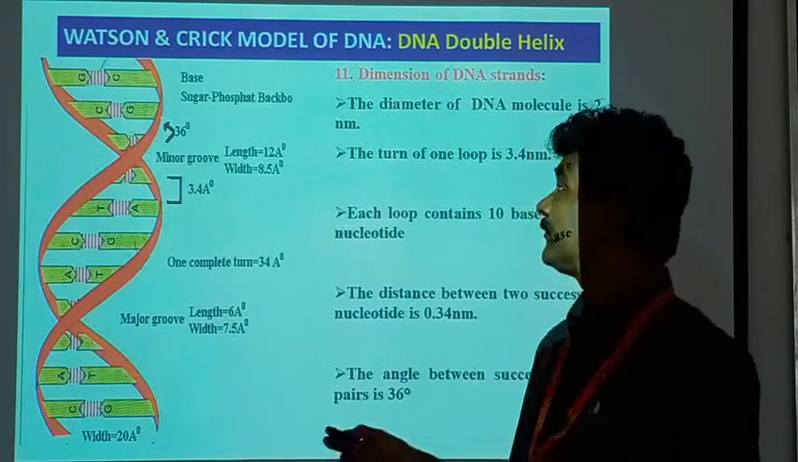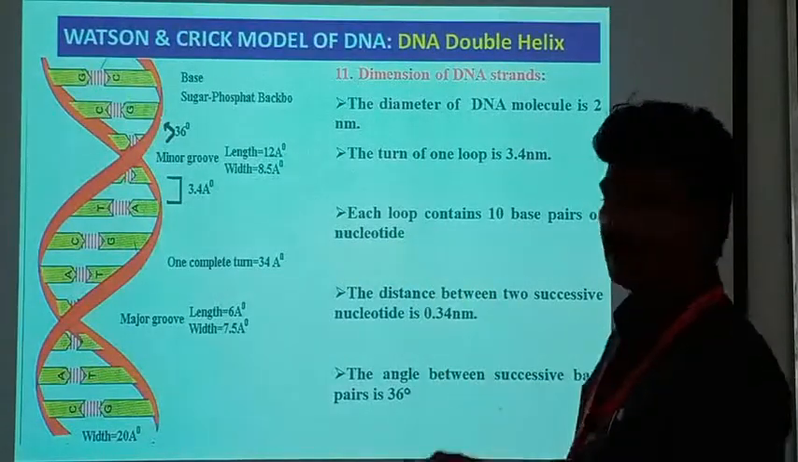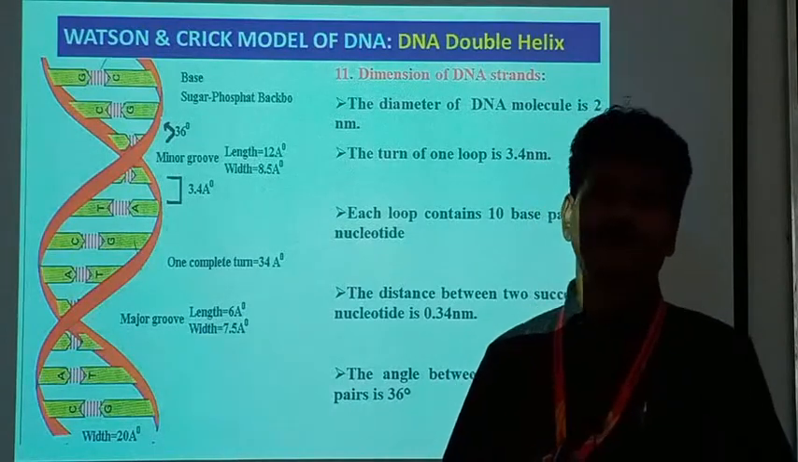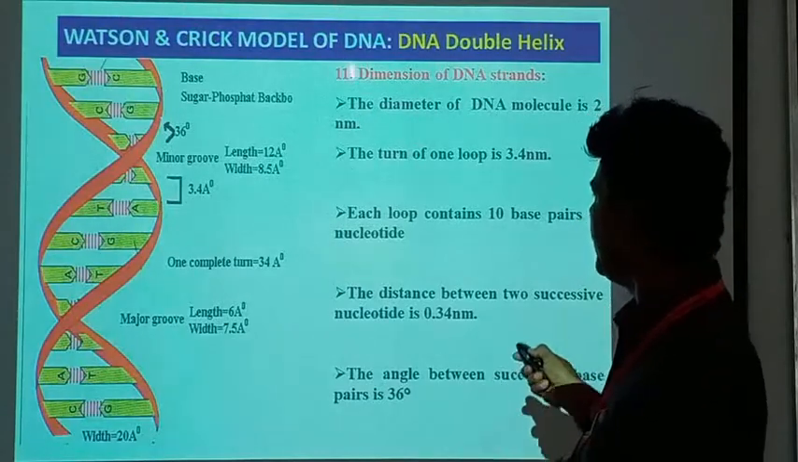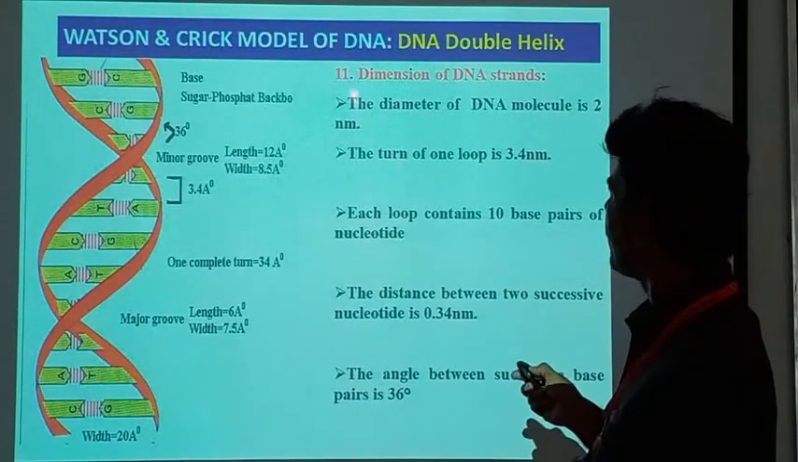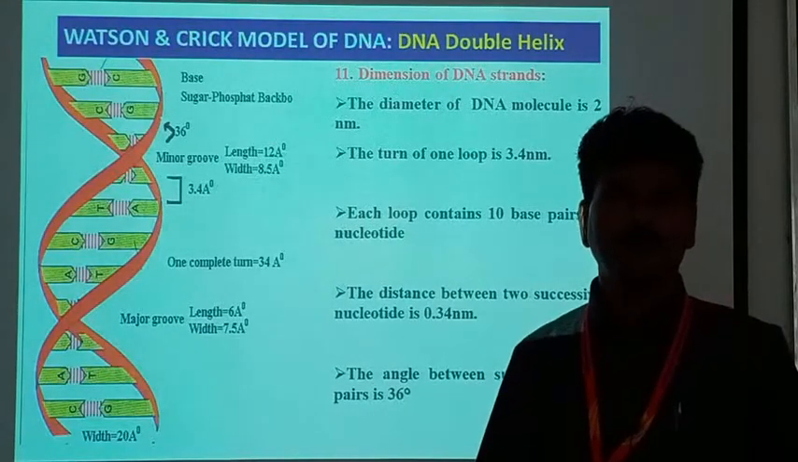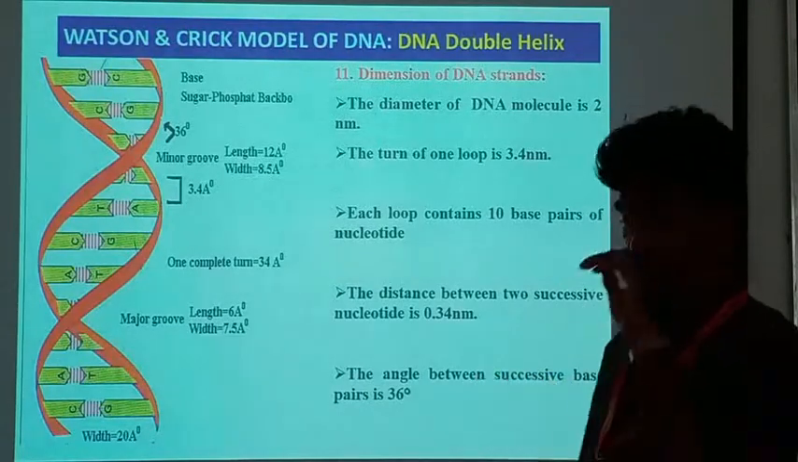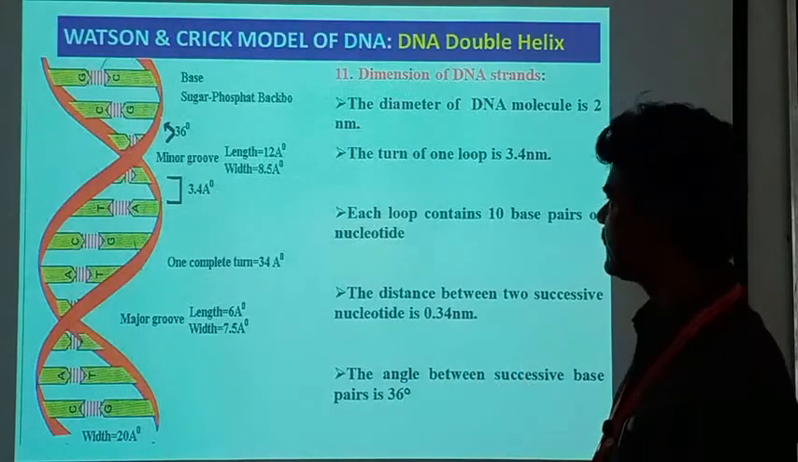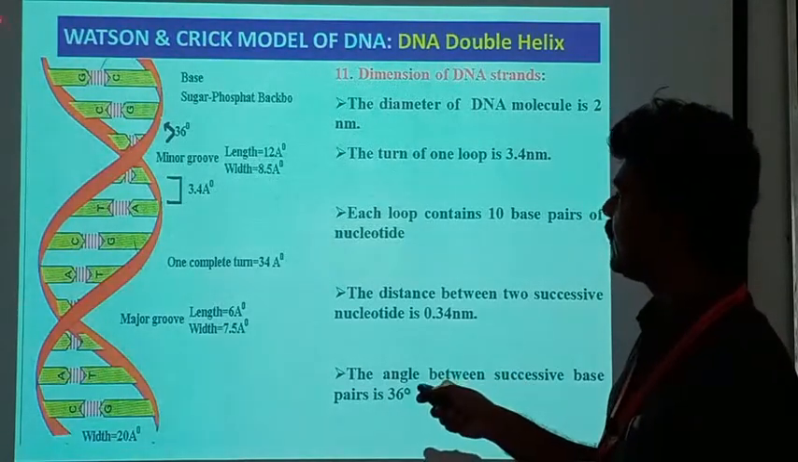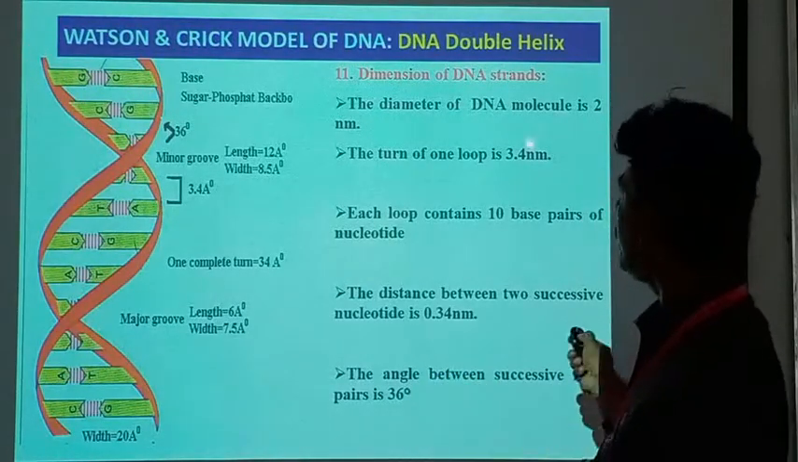Now come to the last characteristic according to Watson and Crick: the dimension of the DNA strand. When we measure the DNA strand, Watson and Crick have given their observation that the diameter of the DNA molecule is 2 nanometer. See, in the DNA structure, when we look at these two strands, some readings are there. So when we look at this diameter, the distance between the two strands is 2 nanometer.